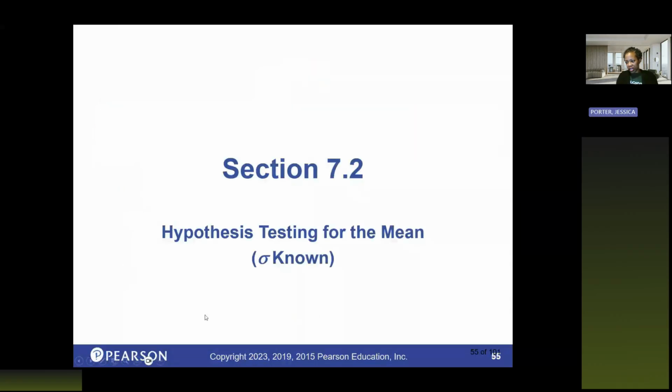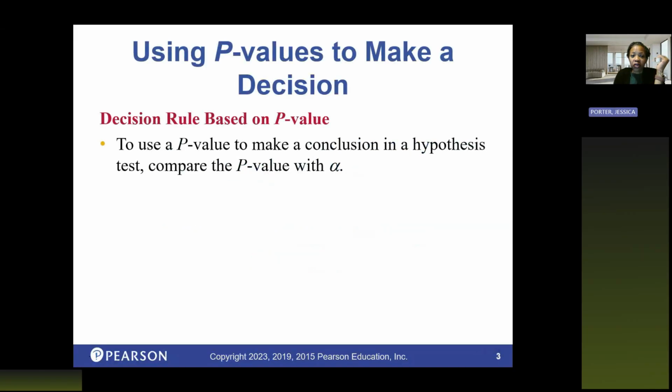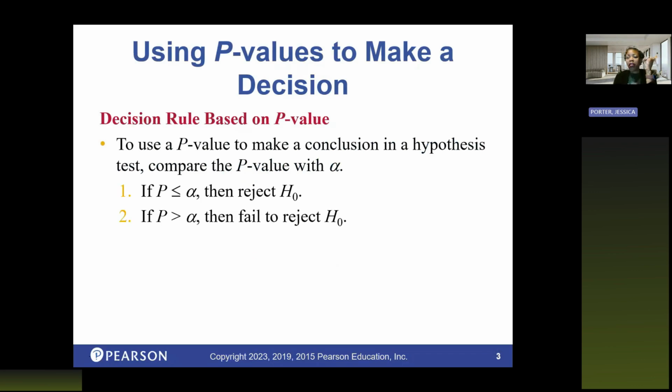We're here: hypothesis testing for the mean. Let's look at this testing. It's a little bit different with the calculator. So that rule again: if the p-value is less than or equal to alpha, then reject the null hypothesis. If the p-value is greater than alpha, then fail to reject the null hypothesis. This is something you want to have written down. If you haven't taken a screenshot, do so now, or just take a picture with your phone, because we're about to compare some of these alpha significance levels with the p-value.